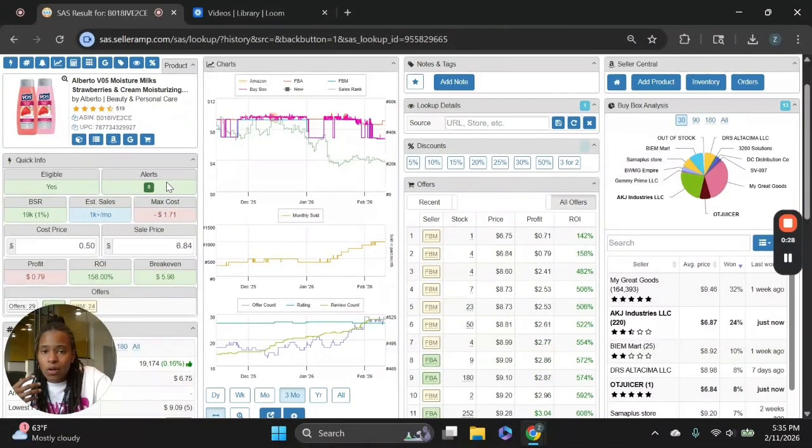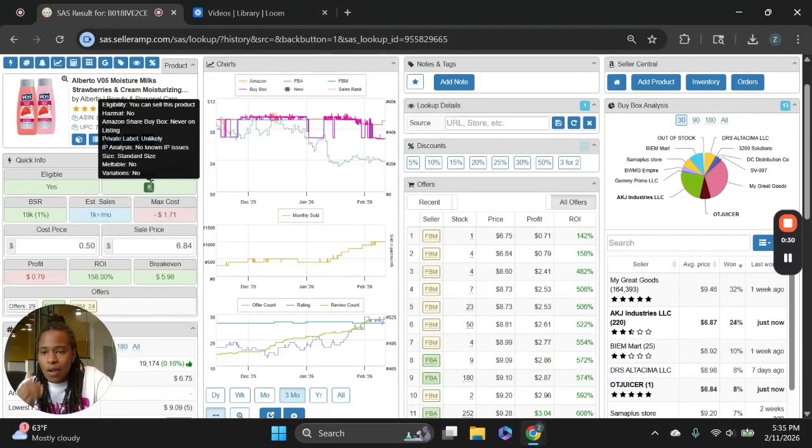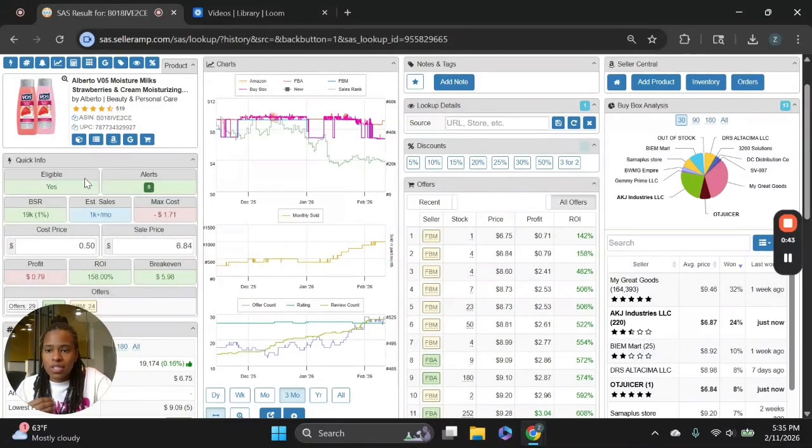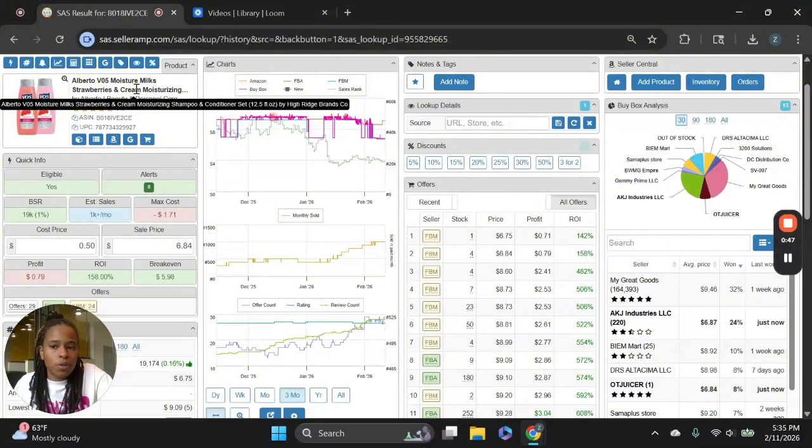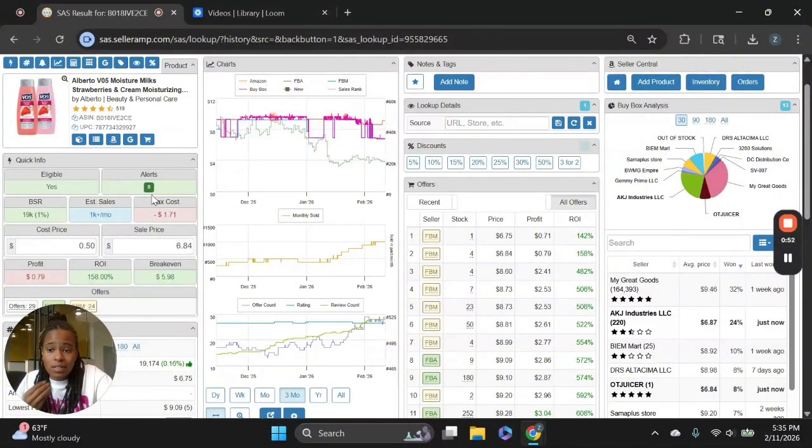Right here, we have alerts. So this is letting you know everything about the product. If we're ungated, if it's hazmat, if Amazon has ever been on the listing, if it's private label, if it has any known IP alerts, the size, if it's meltable, and the variation. The variation basically means that this product has different types of scents because it's a shampoo and conditioner. So if it had different types of scents, it would basically have it listed, but it doesn't for some reason.